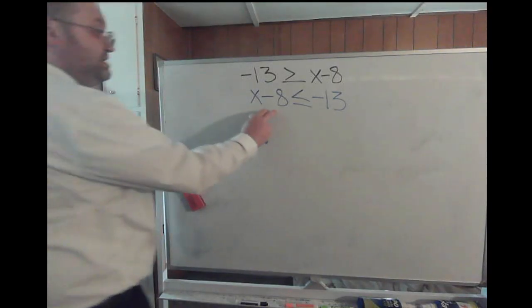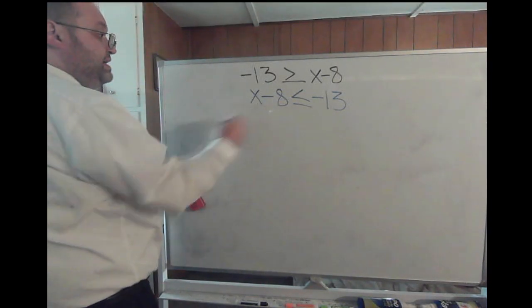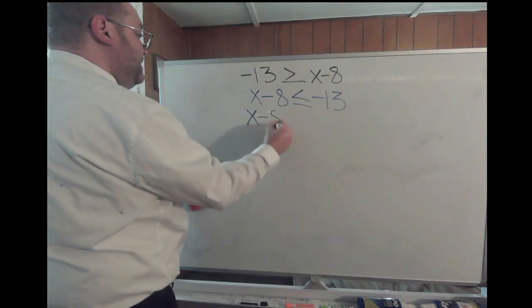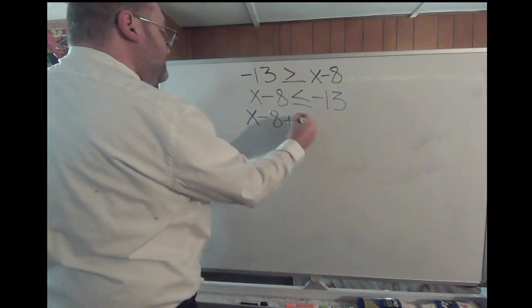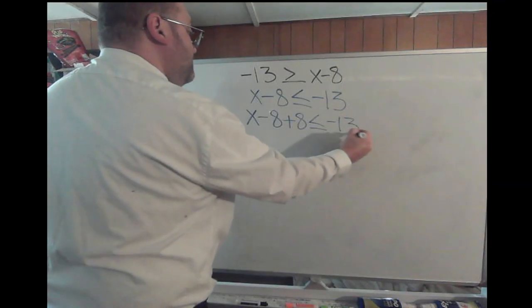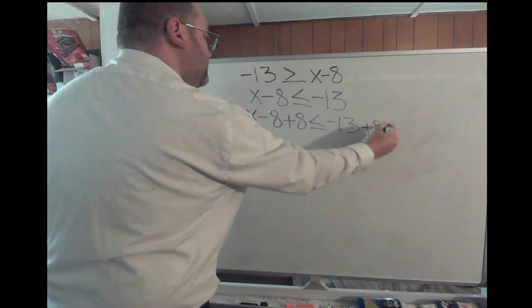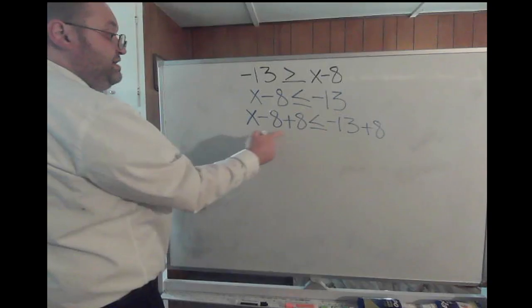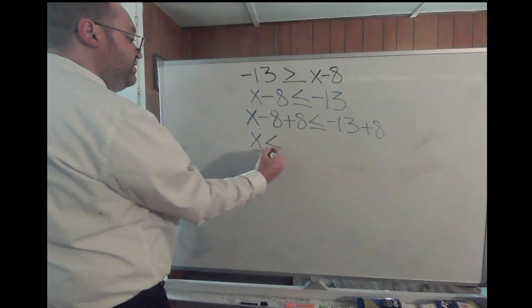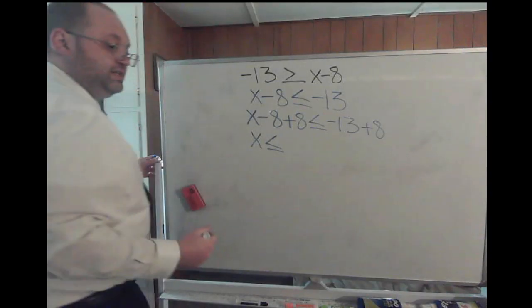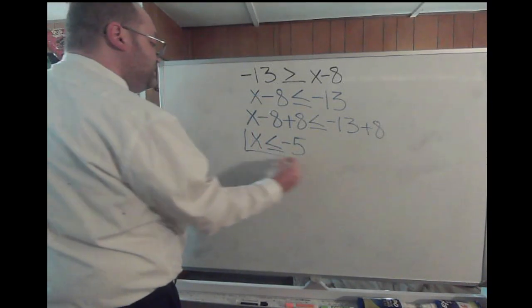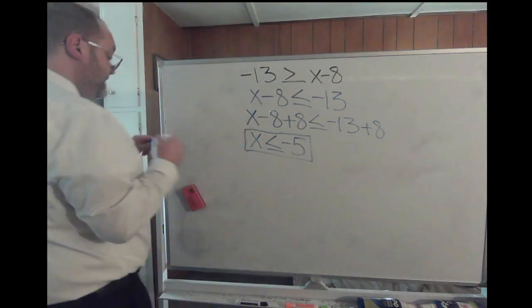Alright, so we have x minus 8. We want to get x by itself. We'll have to add plus 8. So x minus 8 plus 8 is less than or equal to that negative 13 plus 8. So on the left side, negative 8 plus 8 is 0. We just got x by itself. That'll be less than or equal to, what's negative 13 plus 8? Negative 5. So x is less than or equal to negative 5.